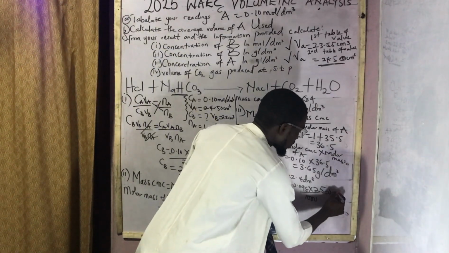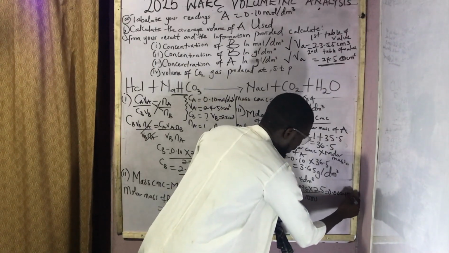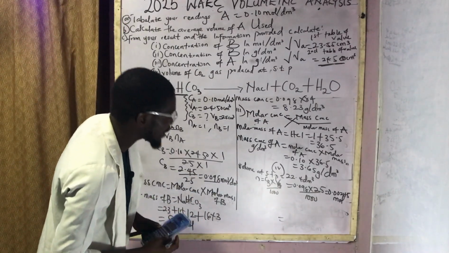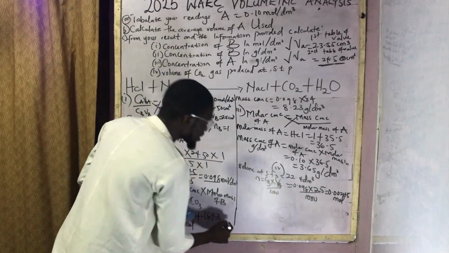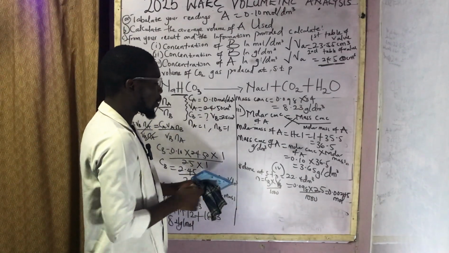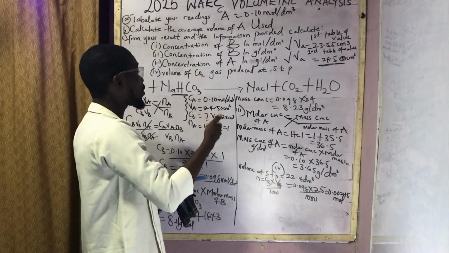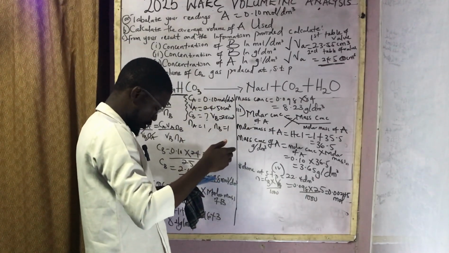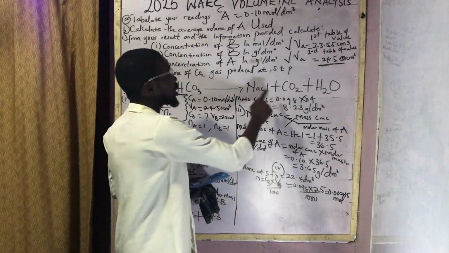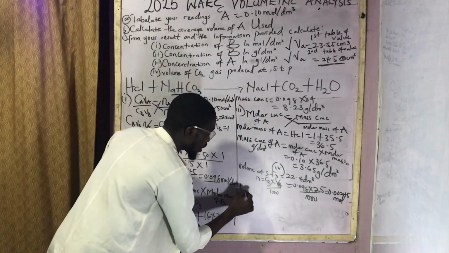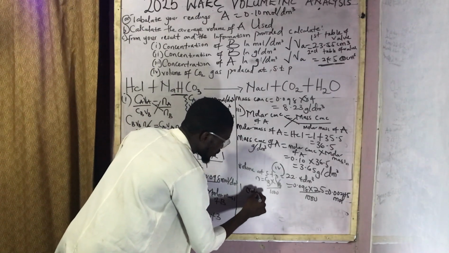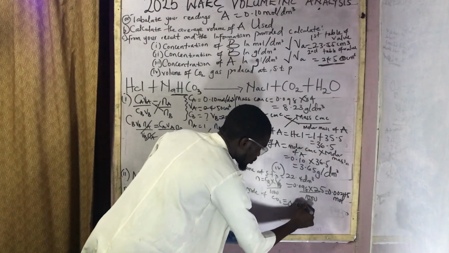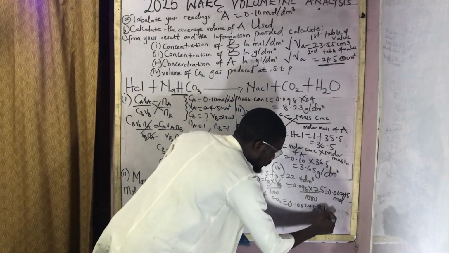So we have 0.00245 mole. The next one, since we said we are looking for B, the volume of carbon dioxide gas produced at STP, here's what we are going to do. Are you with me, guys? So that will be 1 mole of CO2, which is equivalent to 0.00245 multiplied by 1. We still have the same thing.